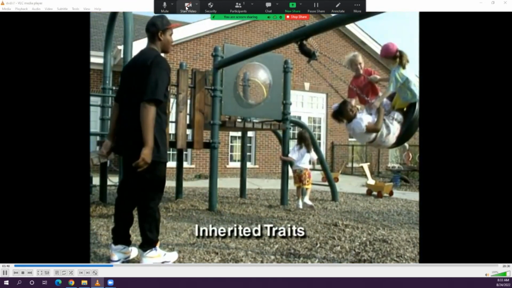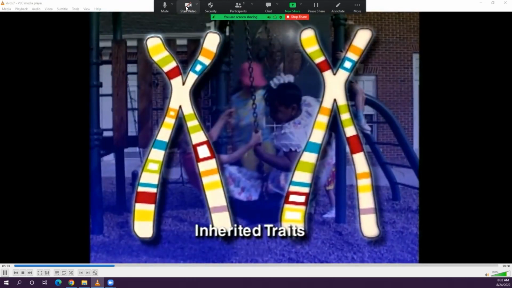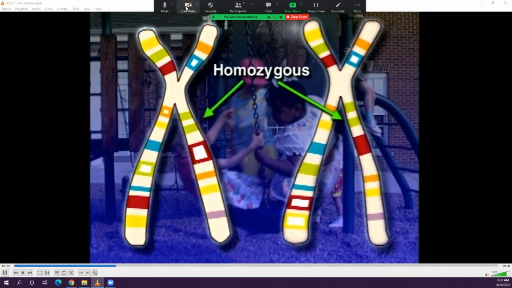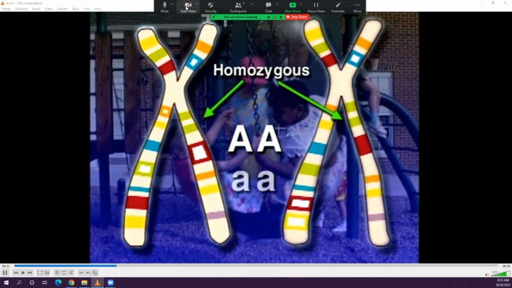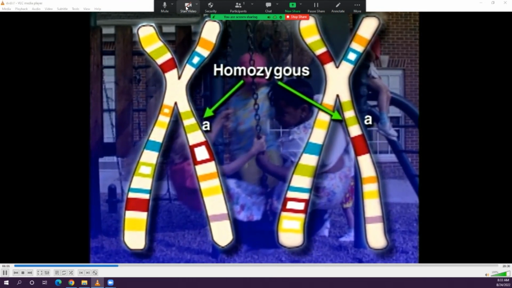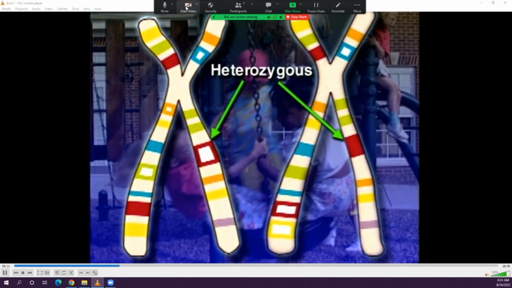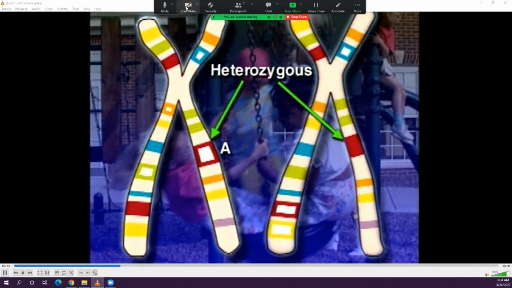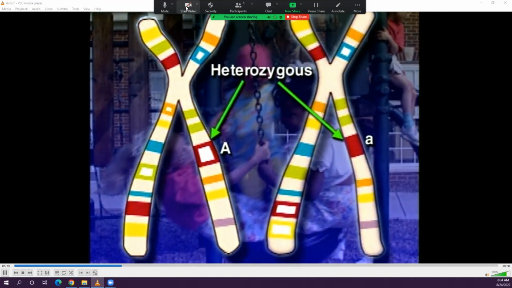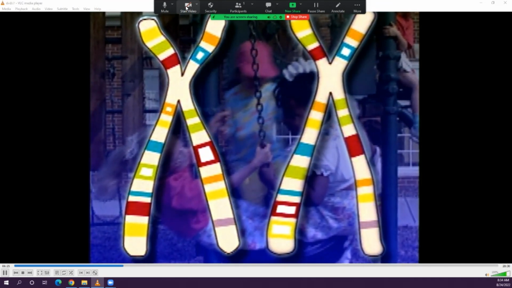How are traits, physical, intellectual, and temperament, inherited? Genes come in pairs for each trait. If the genes are identical for a given trait, they are said to be homozygous, represented by a pair of upper or lowercase letters, for example, AA or aa. If the genes are unlike for a given trait, they are said to be heterozygous, represented as Aa, seen here with an upper and a lowercase letter. The same gene will have different forms. The pair that mark these forms are called alleles.